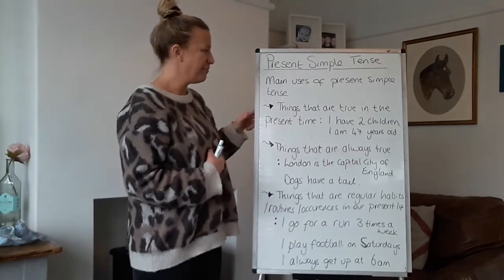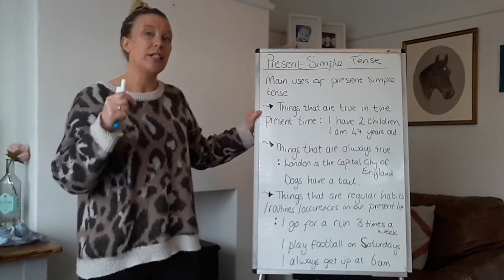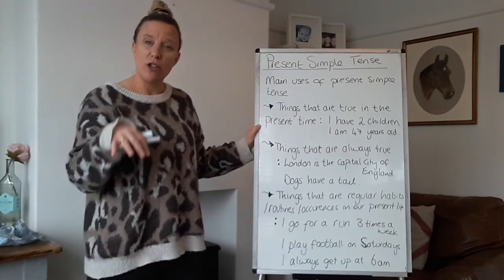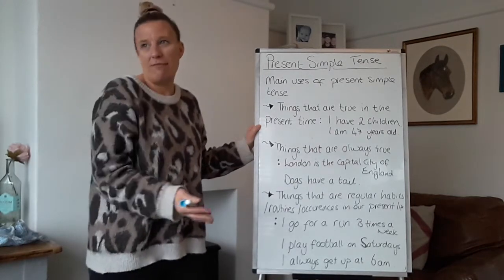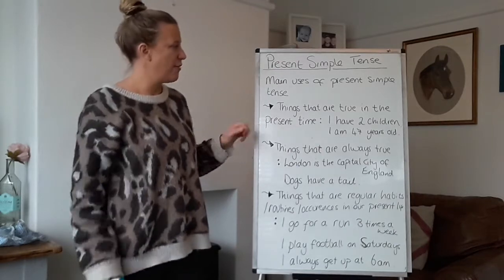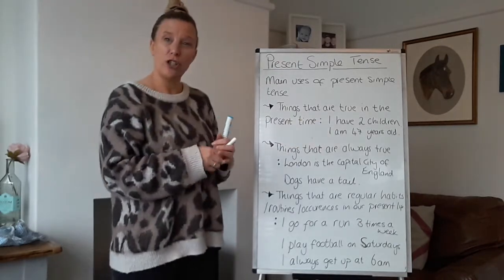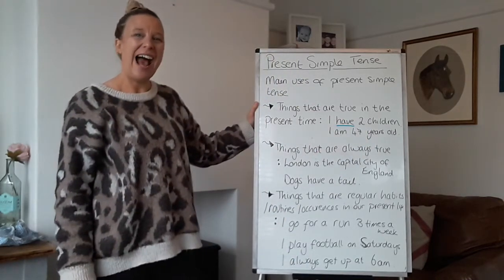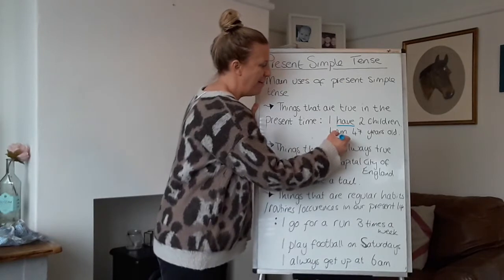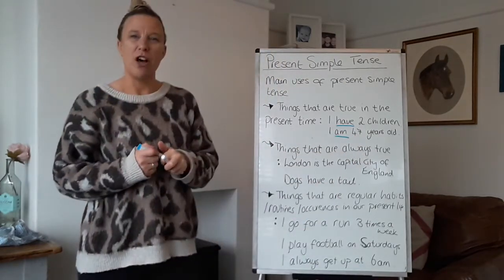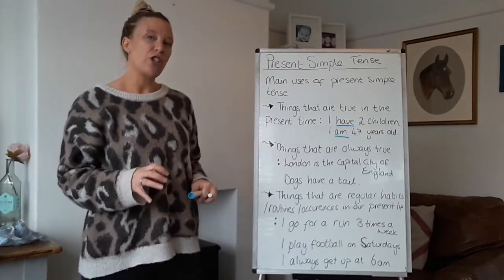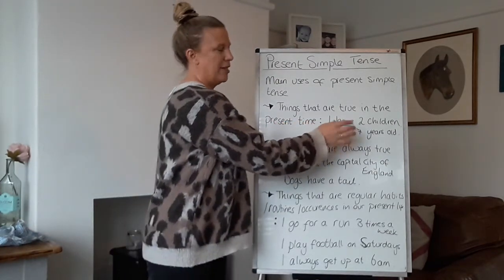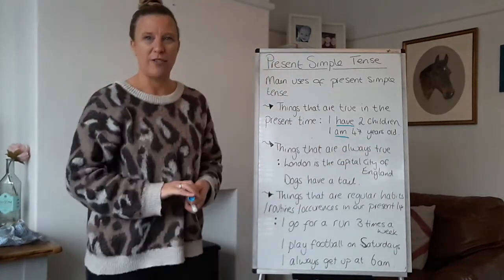Okay, so main uses. We use the present simple tense to talk about things that are true in the present time. So things that are true in our current lives at present. So for example, I have 2 children. Here's my verb. I am 47 years old. There's my verb. So look how we structure those sentences. We have a subject, I, a verb, and then the rest of our sentence, the object of our sentence.